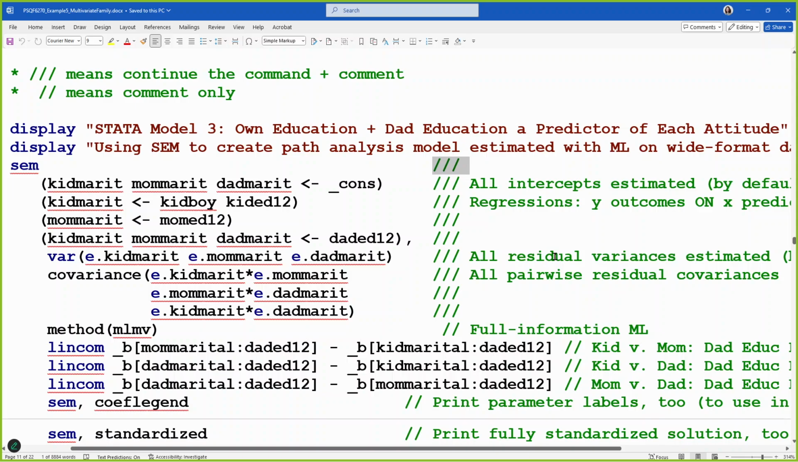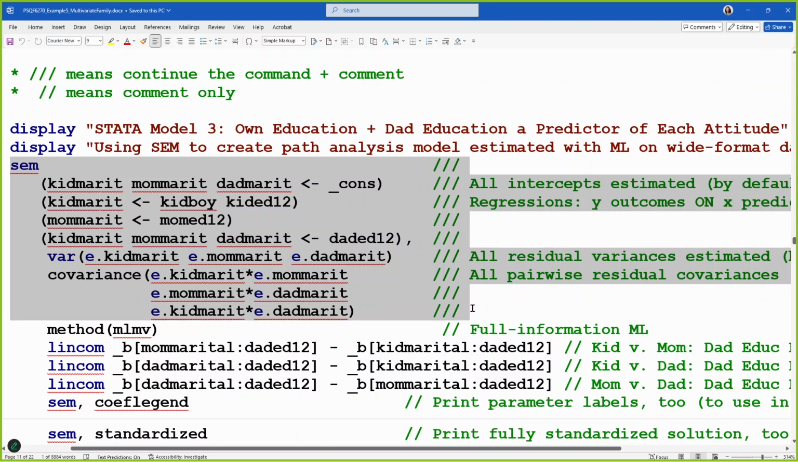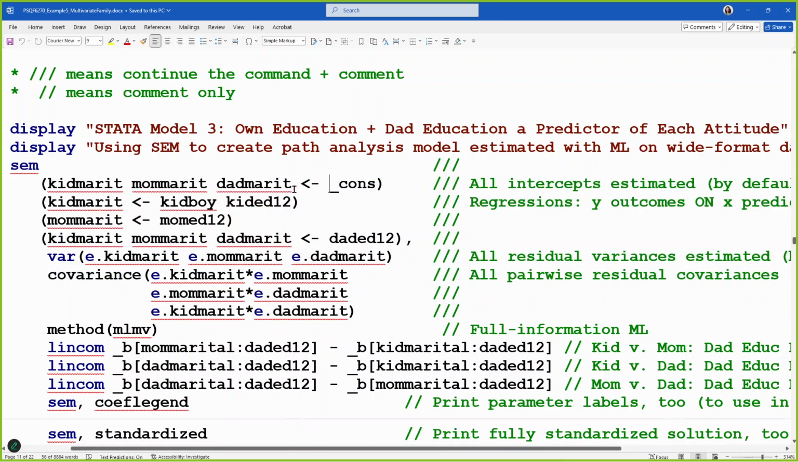So, Stata users, 3 lines. Like this is a line continuer and a comment. 2 is only a comment. So this entire thing right here is 1 line, according to Stata. It's 1 command. These things are arrows. And you can write them pointing left or pointing right. I'm doing it to be consistent with how it's expressed in other packages.